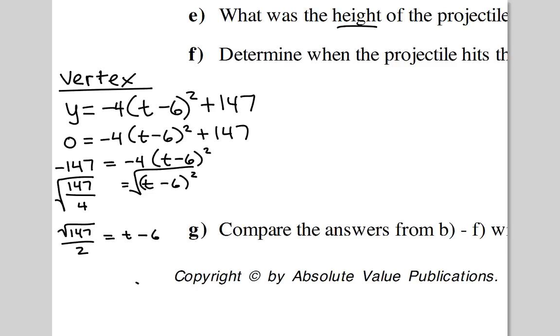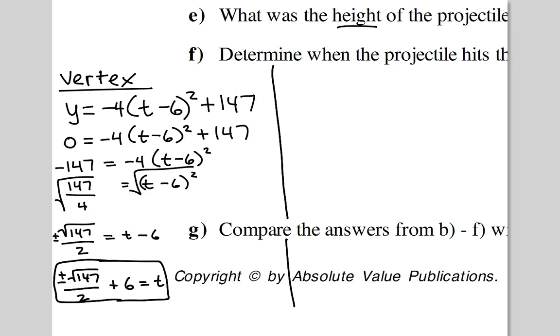Got to sneak that in there. Plus or minus when we square root. Okay, so it's plus or minus the square root of 147 over 2, plus a 6 is t. Yeah, so you would have to type that in your calculator. So that's the vertex form way, which I think a lot of people don't like.